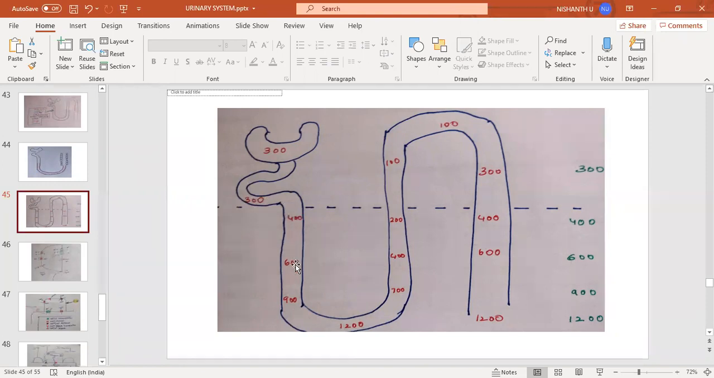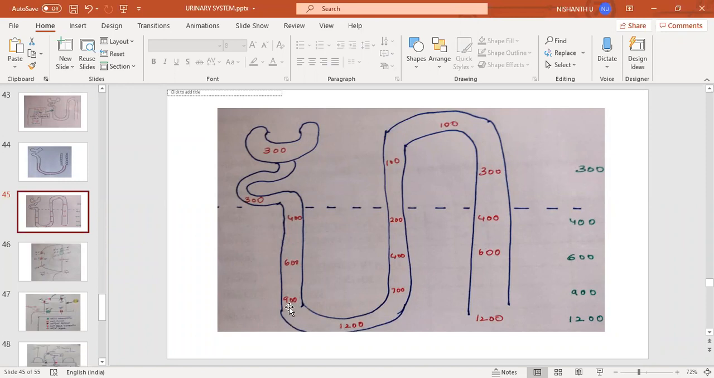But once it comes to the descending loop of Henle, what happens? Only water is moving, but solutes are not moving outside. That means only water is moving outside from the tube. Once the water moves out of the tube, automatically the concentration of the solute increases in the descending loop of Henle. So you can see that here water is moving out, and thereby the osmolarity in the descending loop becomes 400. Then as it moves further, more water moves out, and the concentration of the solute further increases.